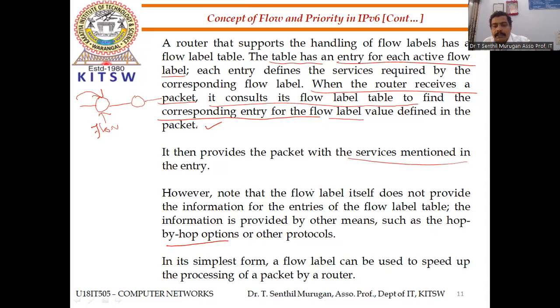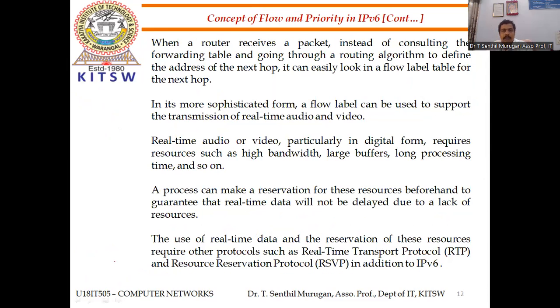So we can simply say that the flow label can be used to speed up the processing of the packet by the router. How? In IPv4, what happened? It will read the entire data packet, which has the data also. In IPv6, there are two portions: one is the header, another one is the data. So this data part it is not checking. Only it will check the header part. So it will take very little time to pass the information.